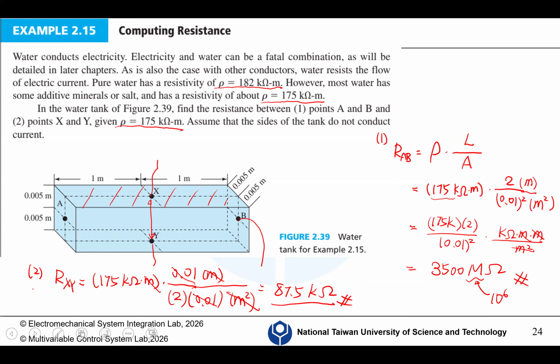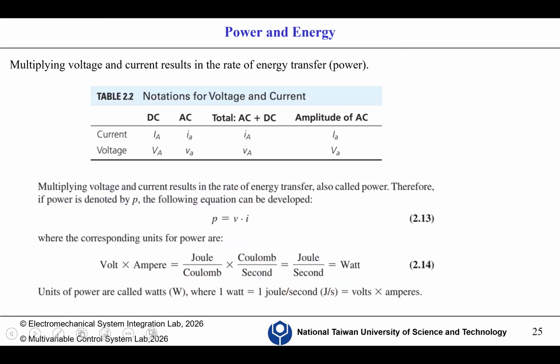All right, and let's look at the next page. Power and energy. But before we introduce that, I want to introduce the notations for voltage and current. Usually, a capital character such as I, capital I and capital V, means DC. Okay, which means they are constant.